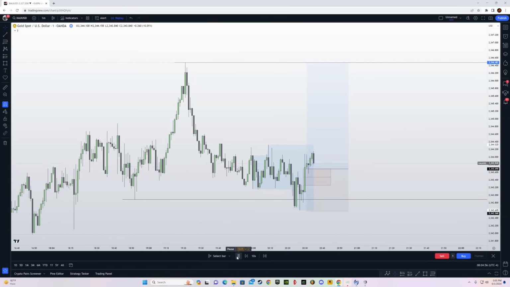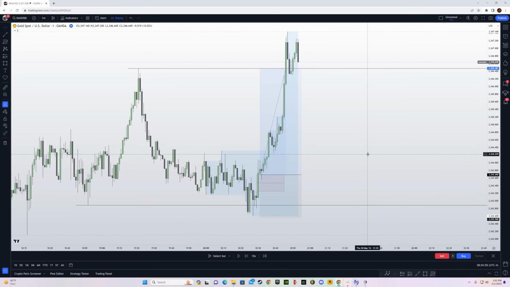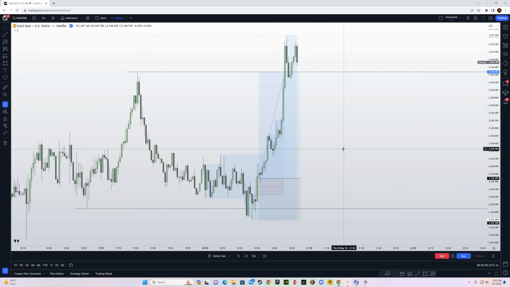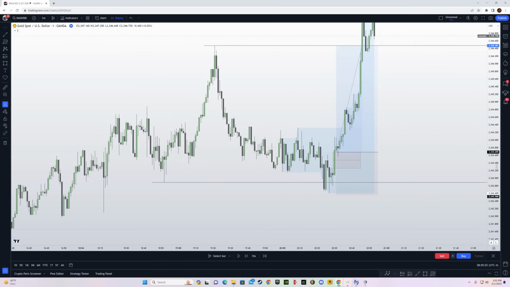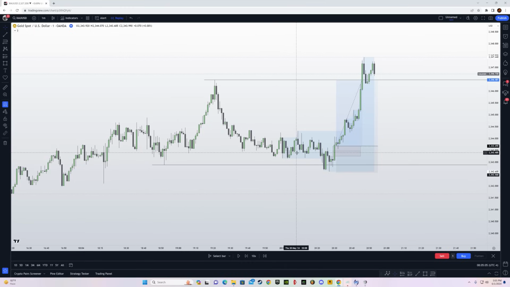So let's see how this plays out. We get a tap and the take profit level was hit with insane accuracy. Okay, so we have accumulation, manipulation, and then distribution. Very simple. Let's move on to another example.